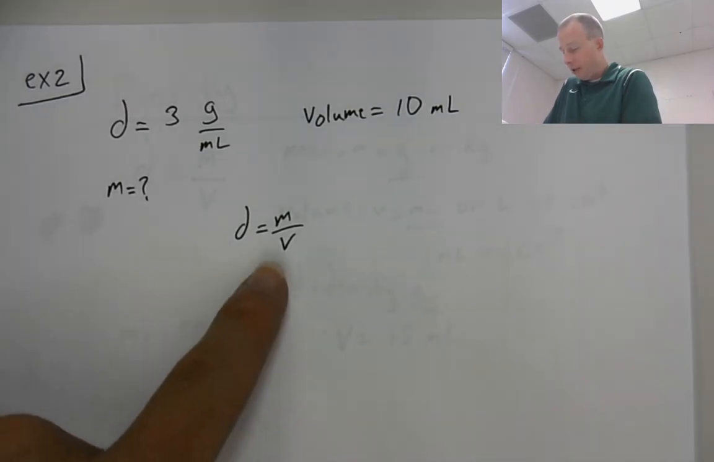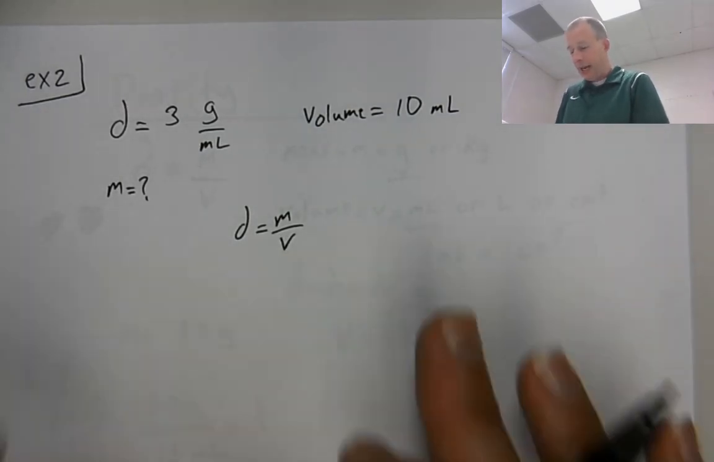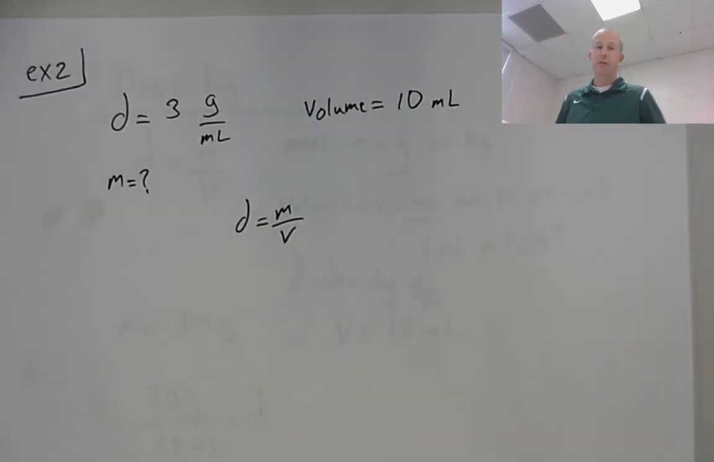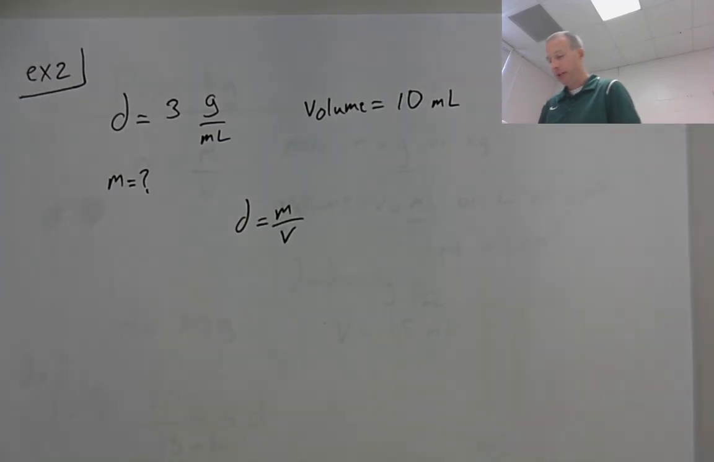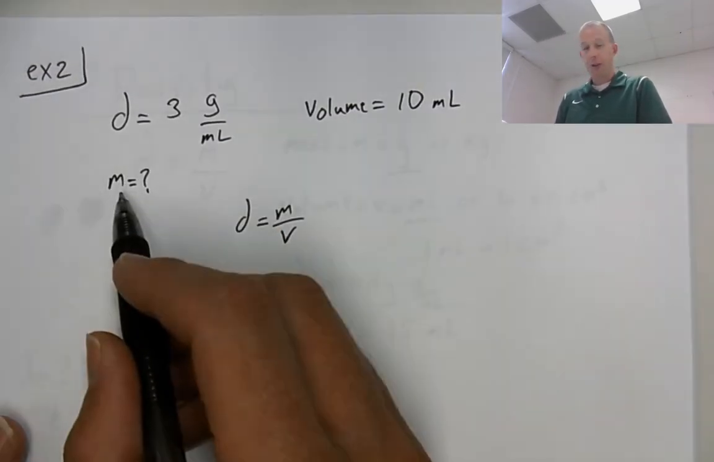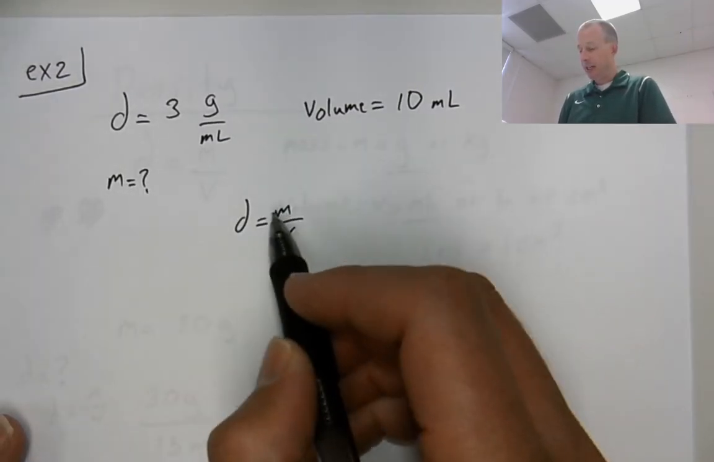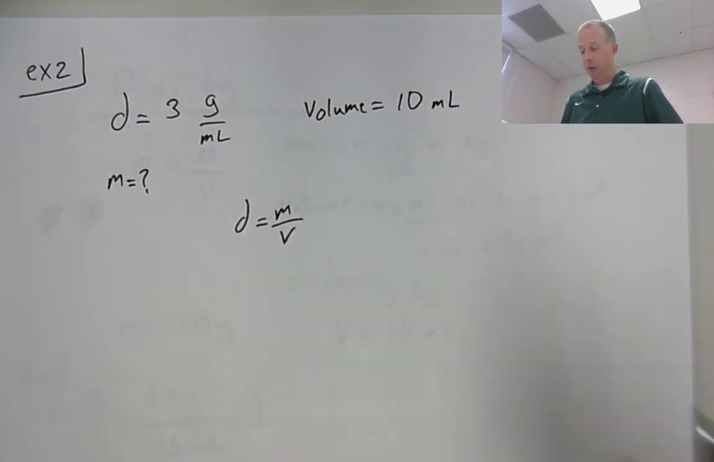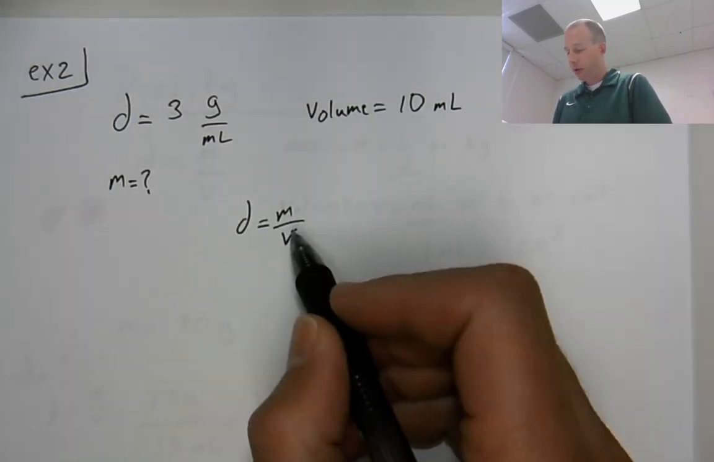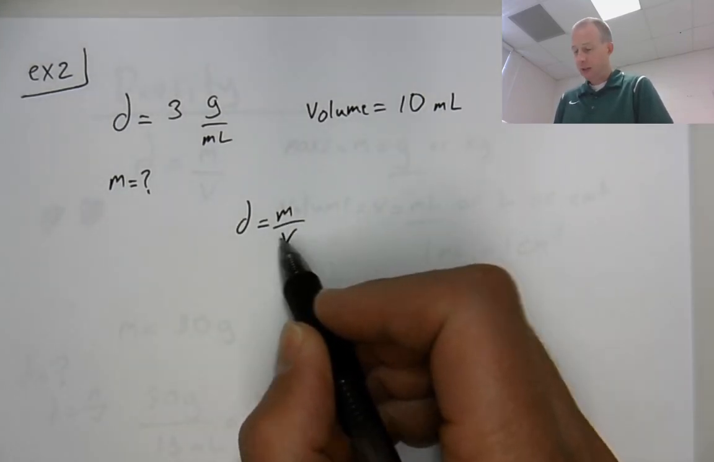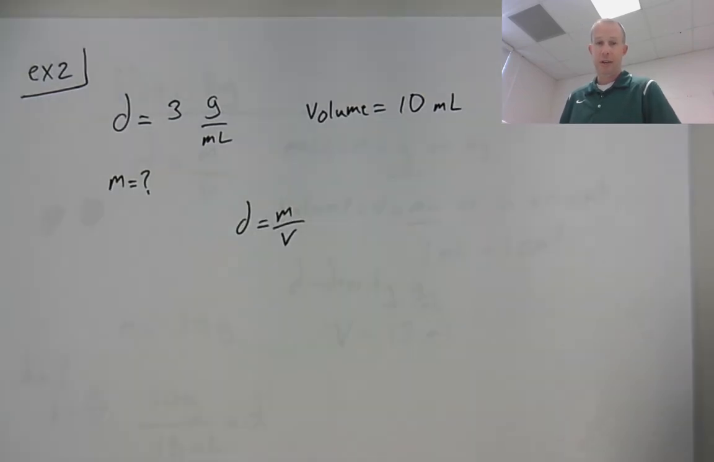Anyway, I suggest rearranging this equation before any numbers are plugged in. I know some of you don't like that, but this is the best way to do it. It's the simplest way to do it. So algebraically, we are trying to solve for m. That means we want to get m by itself on one side of the equal sign. So pretty much we just need to get v out of here. We need to move v to the other side.